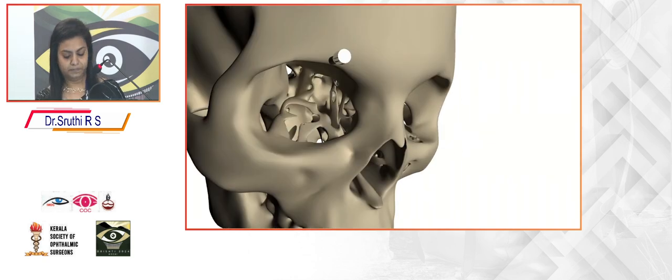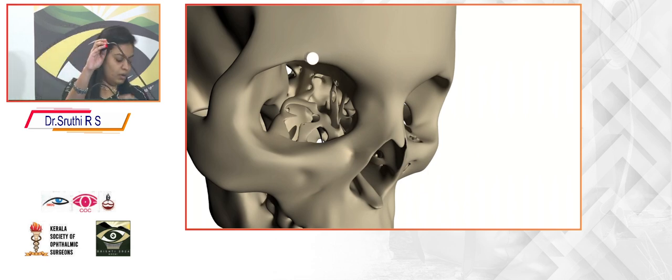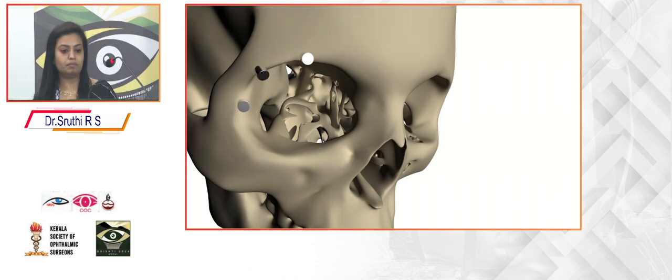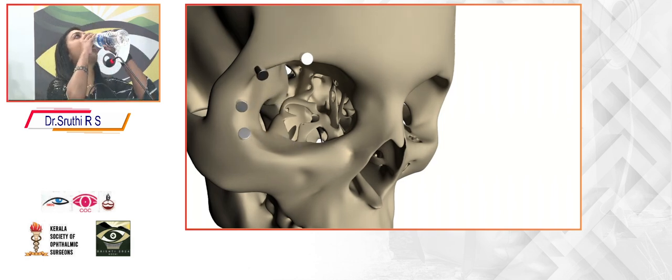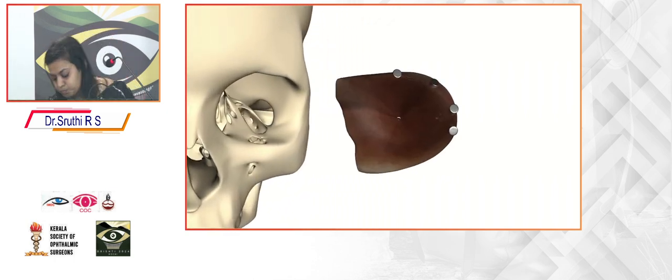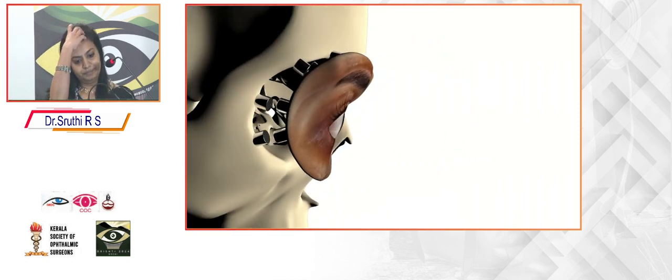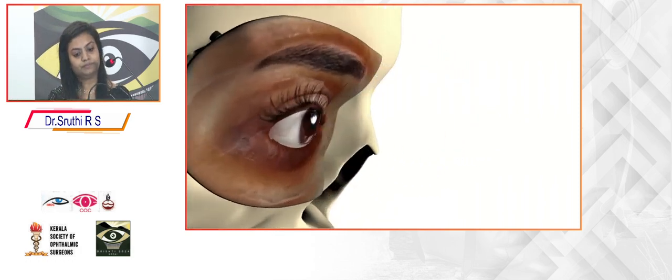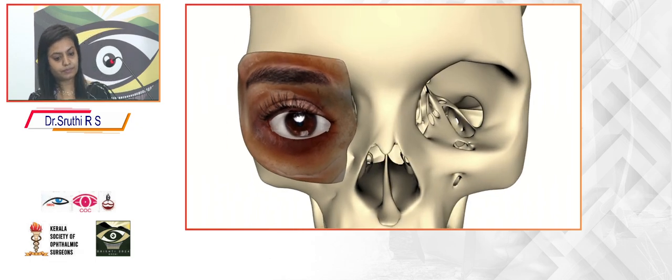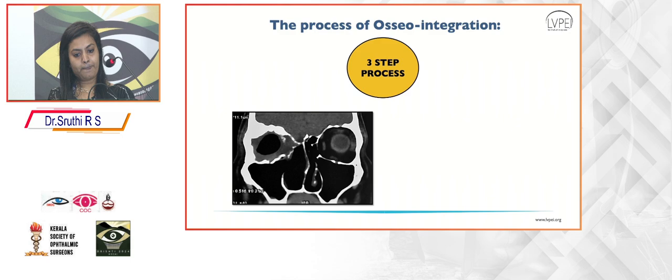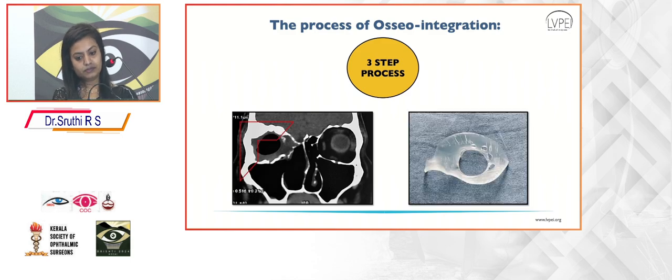Here is a simple animated video showing the surgical procedure of osseointegration. 3 to 4 titanium implants go into stable bone where osteotomy is already made. These implants have a magnetic property. The reverse pole of these implants is incorporated into the prosthesis. So the prosthesis snugly clicks on and clicks off. The process of osseointegration is a 3-step process.